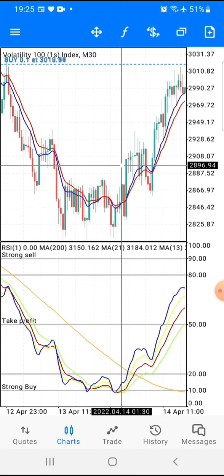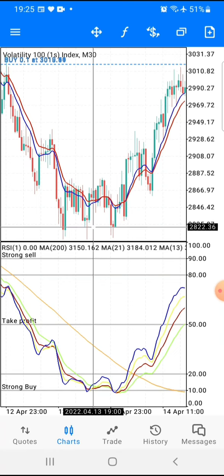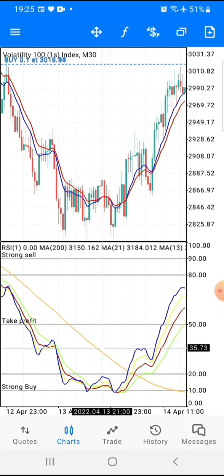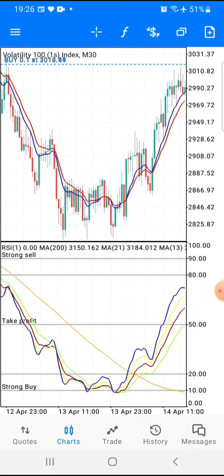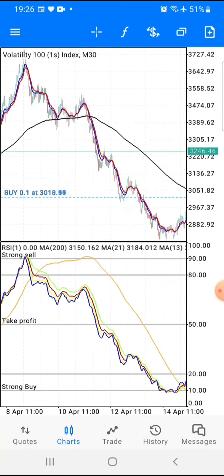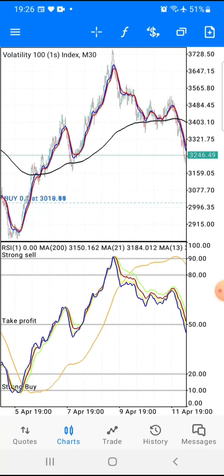So yeah. Now you see, the 200 EMA crossed again. It delivers, guys. It's the best strategy out here, guys. Best strategy.